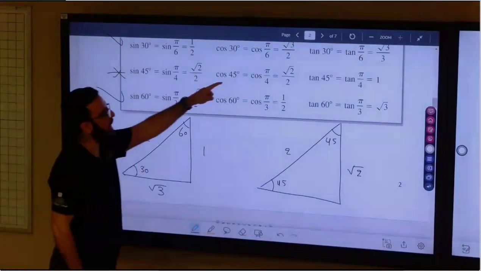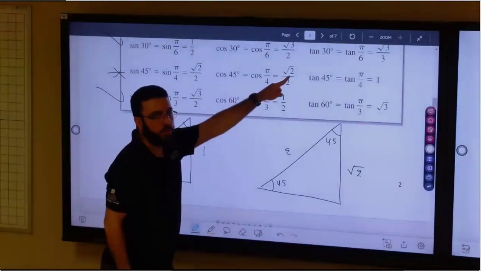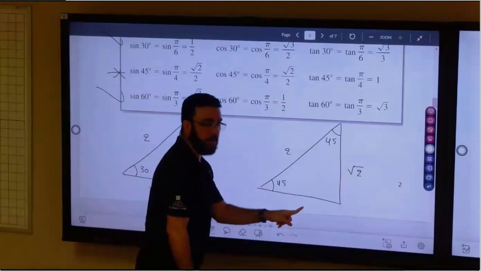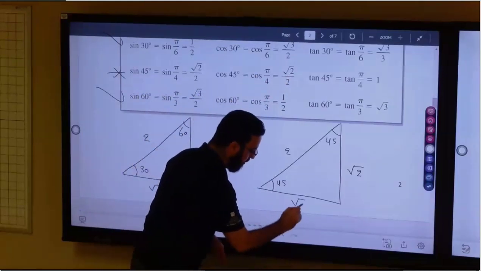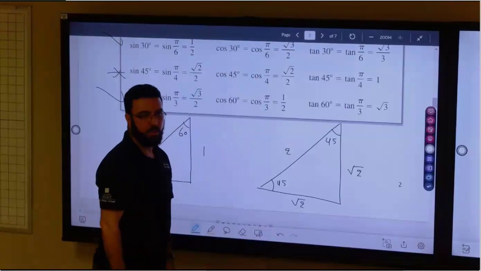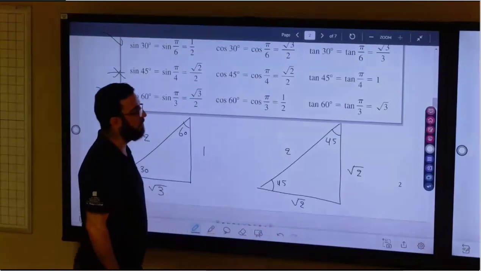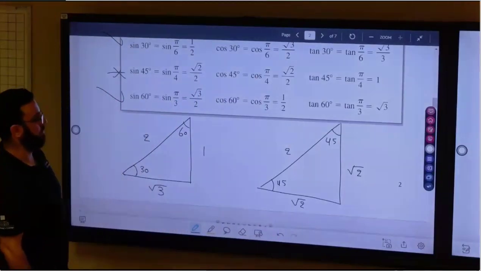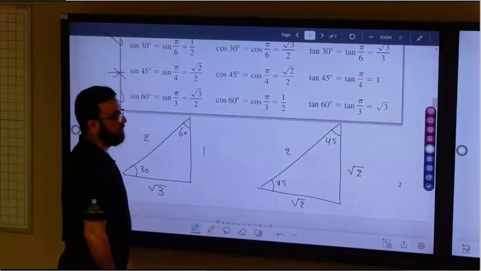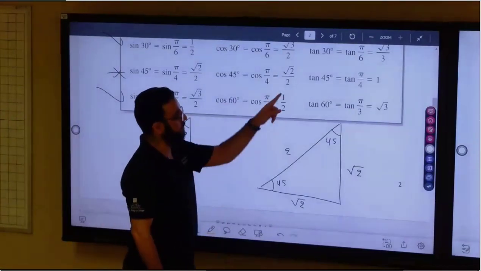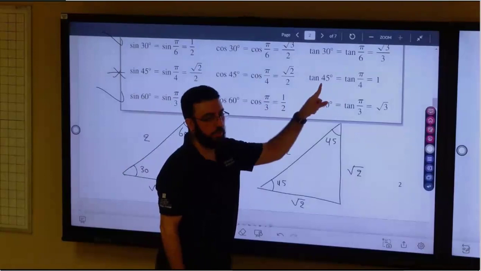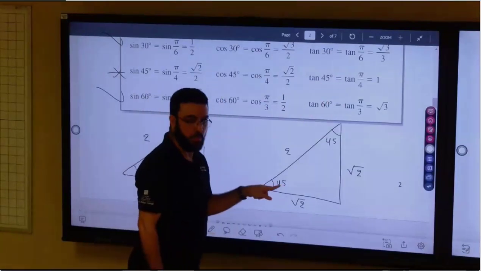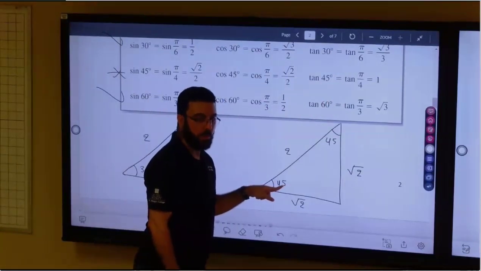What about the cosine? Square root of 2 divided by 2. But also, on the 45 degree angle, since the two angles are the same, the two sides are the same as well. What about the tangent? On the triangle itself, if you have two 45 degree angles, so you have two angles that are equal, your two sides are going to be equal as well.